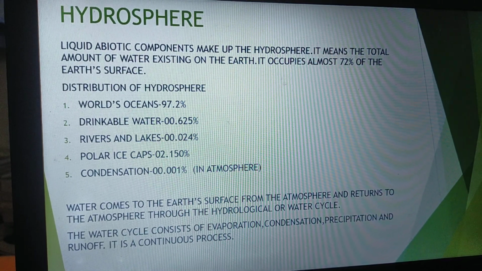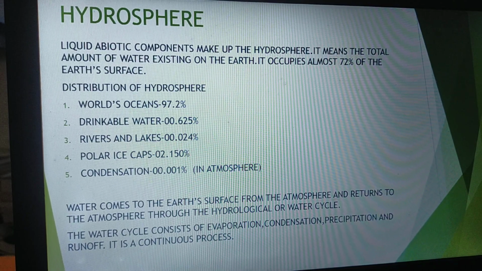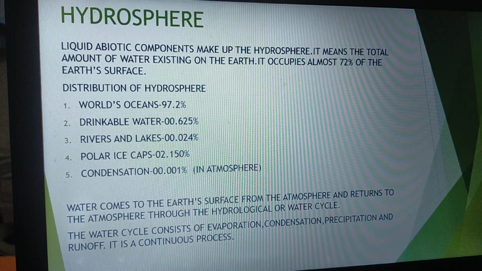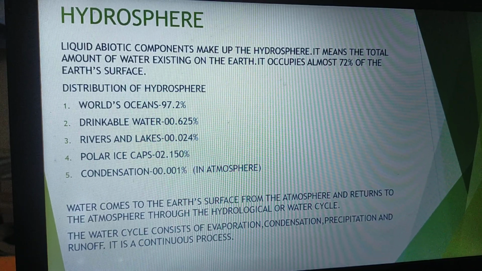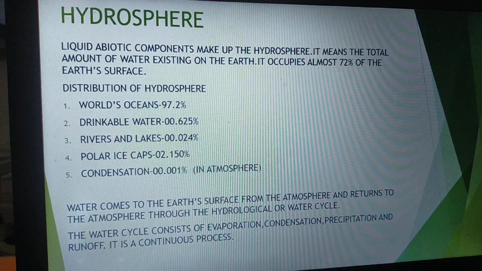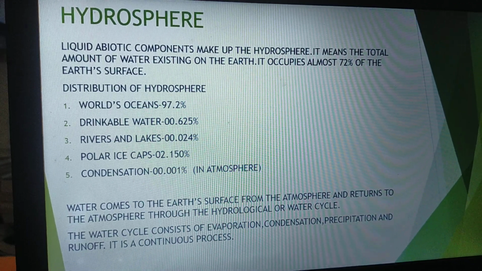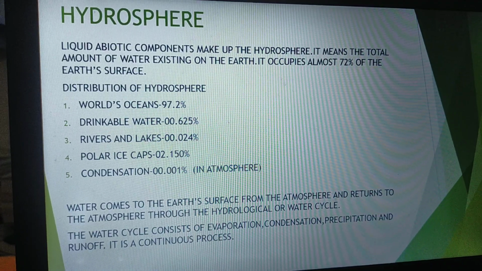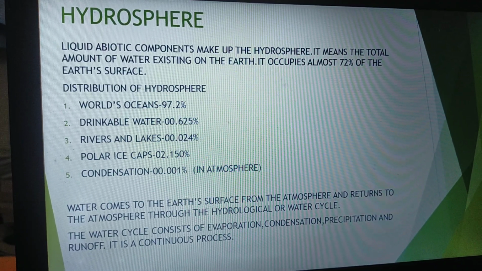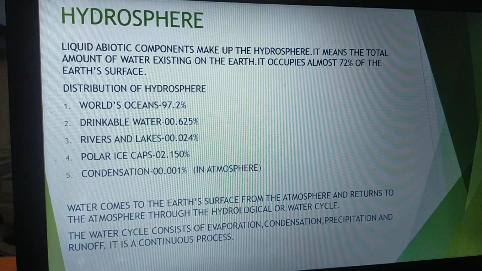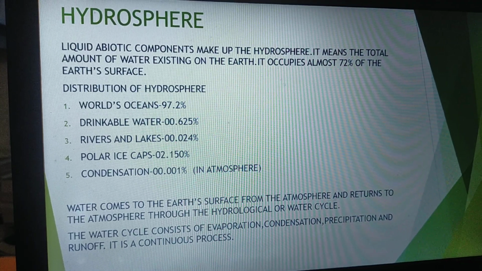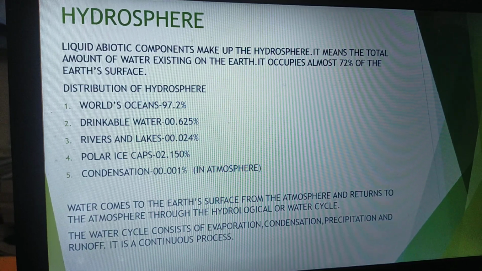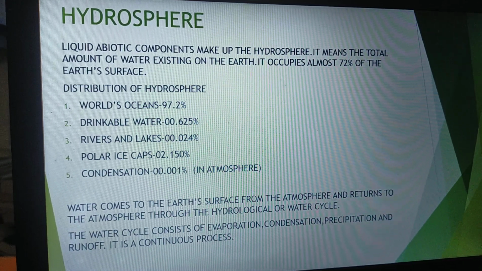There is 97.2% in the world's oceans. The drinkable water is a mere 0.625%. Rivers and lakes contain 0.024%. Polar ice caps contain 2.150%, and condensation, that is the water vapor in the atmosphere, is 0.001% only. So mainly it is saline water.